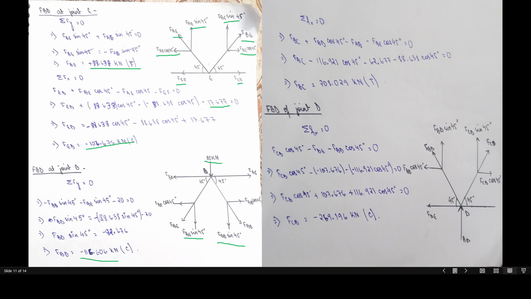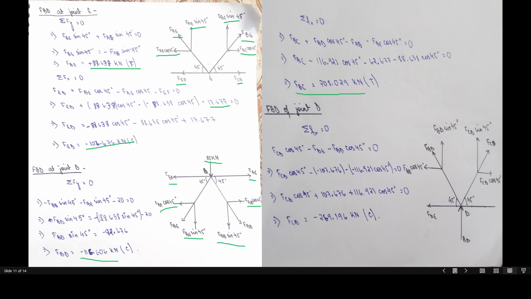Next, we will solve for horizontal forces. FBA and FBC are in opposite direction, so it will be subtracted. FBC minus FBA plus FBD cos 45 degrees minus FBE cos 45 degrees will be equal to 0. From this, we'll get the value of FBC as 208.029 kilonewton, and it's positive, so it's in tension.